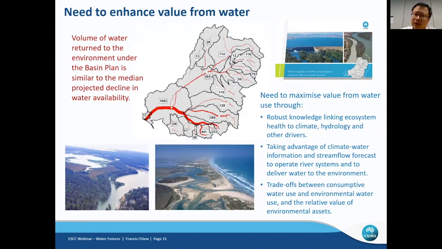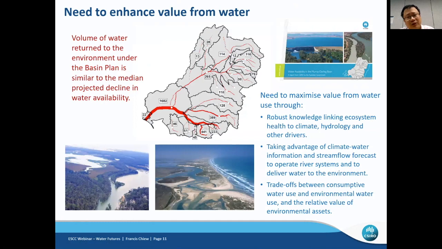We can also take advantage of climate water information. Here, our own Bureau of Meteorology actually leads the world in terms of water information and water intelligence. One of the useful things from there is possibly the streamflow forecast, which will help us to operate the systems better and possibly to deliver water better to the environment. So, maximizing the use of water in light of the possibility of dry conditions in the future.